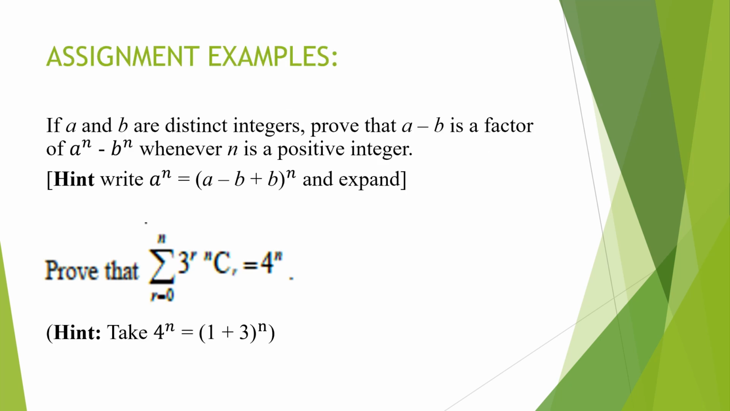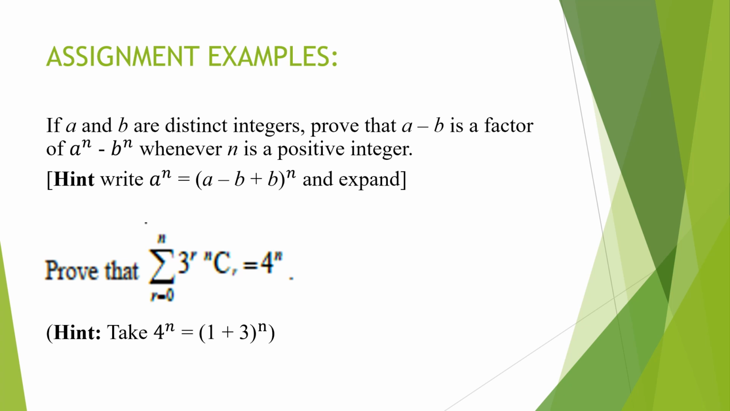The basic concept of binomial theorem is discussed in class 11, and we have seen the different types of examples which can be asked based on that. Some assignment examples: if a and b are distinct integers, prove that a minus b is a factor of a raised to n minus b raised to n whenever n is positive integer.